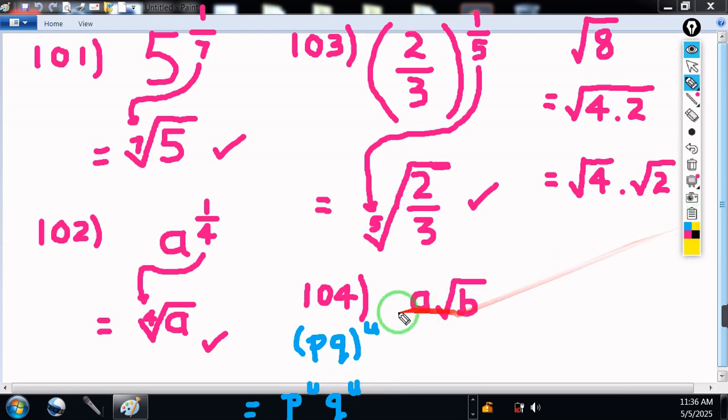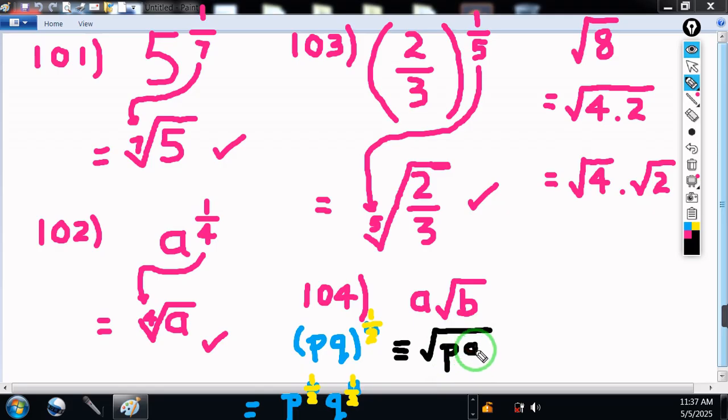Should the power be 1 over 2 here? Then the power for the first one is 1 over 2, and the power for this one is 1 over 2 also. Which actually is the same as square root of PQ.